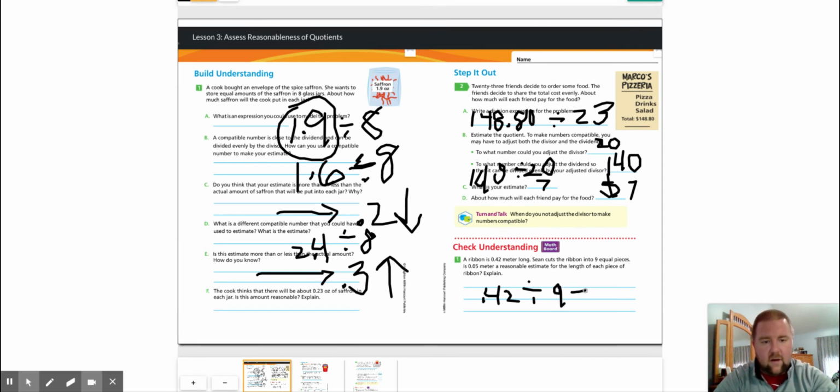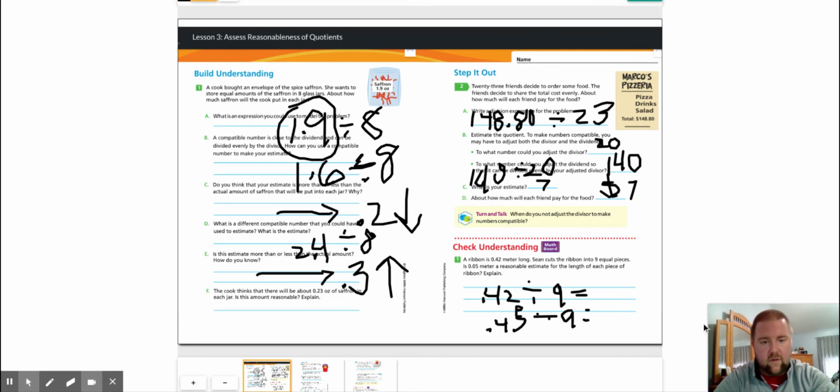Okay. Now, again, we want to look at, okay, we have 9. What number close to 42 could be divided by 9? So we know that that's 45. So we have 45 hundredths. Let me change that. 45 hundredths divided by 9. Okay, and we've got to figure out what that's going to equal, right?